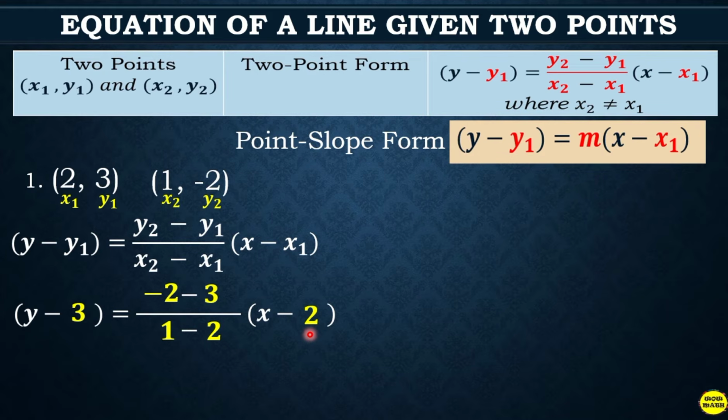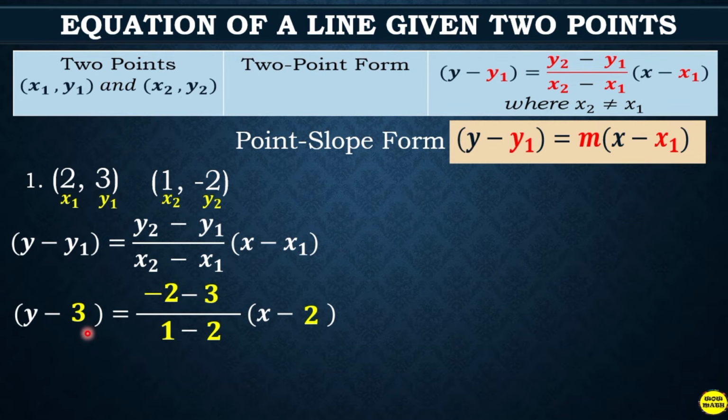Okay? So, yun po ang gagawin natin. So, label your points. I-label natin, and then just follow the pattern. Ito po yung ating formula for 2-point form. So, ang gagamitin natin kapag 2 points ang given ay 2-point form na.